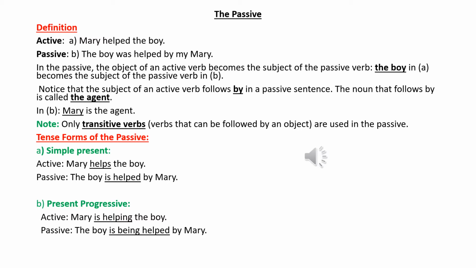B, present progressive. Mary is helping the boy, and the passive voice is the boy is being helped by Mary.